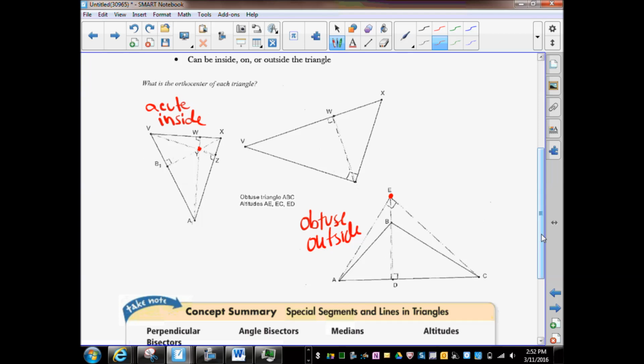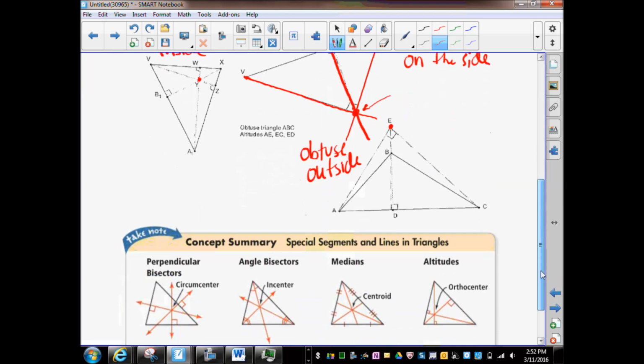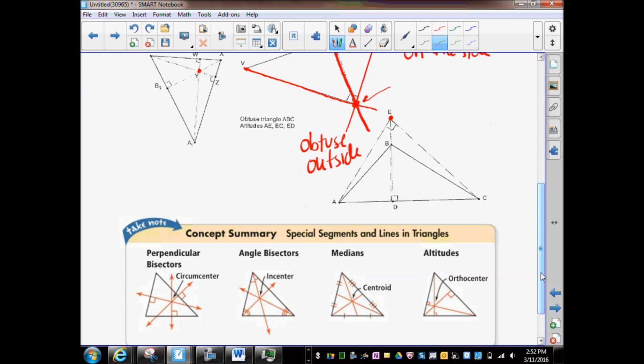And then finally, we have a right triangle. For a right triangle, from vertex X, there's my altitude. From vertex B, my altitude. And from the third vertex, Z. They all meet on the triangle at that actual right angle. There's my orthocenter. So this is on the side. Okay, so you have all three. Now I included this little blurb from your book that has a nice quick summary of each of the kinds that we learned. We have medians and altitudes.